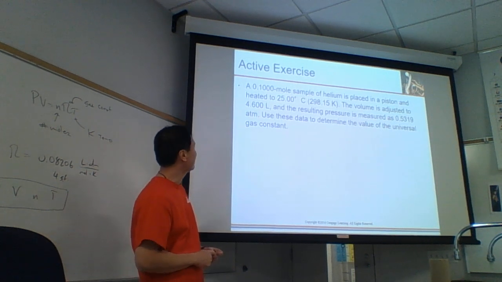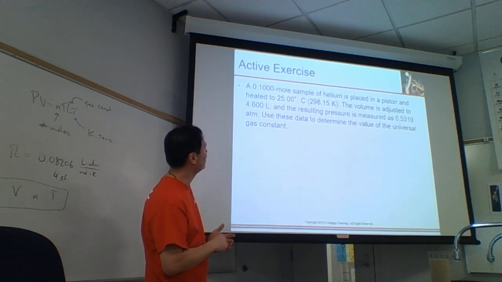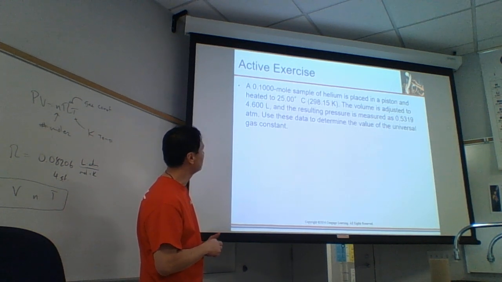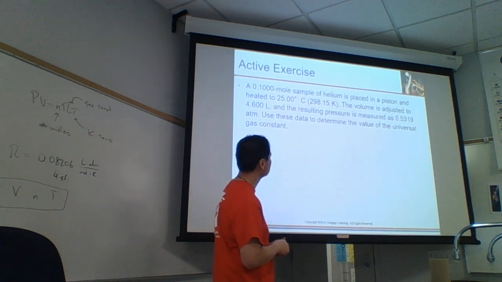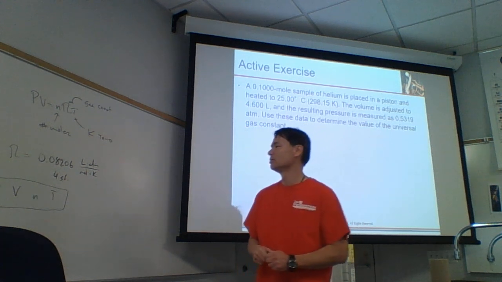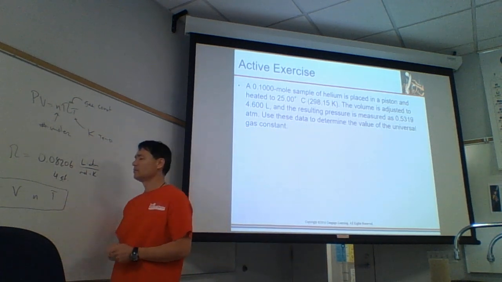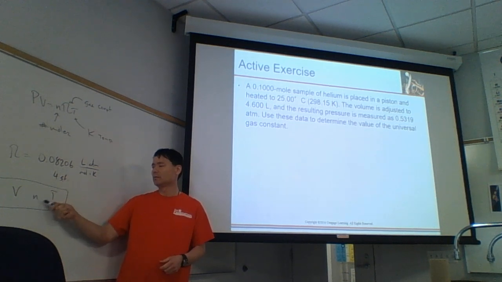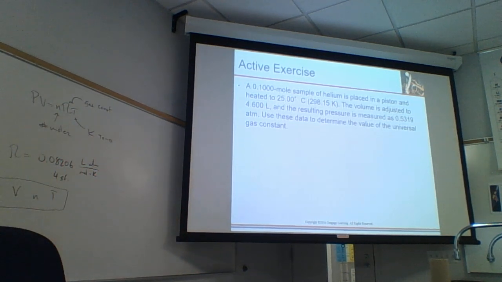In this case, let's say a 0.1000 mole sample of helium is placed in a piston and heated to 25.00 degrees C. The volume is adjusted to 4.600 liters, and the resulting pressure is measured at 0.5319 atmospheres. Use these data to determine the value of the universal gas constant. So this is experimental determination of R. We know the pressure, volume, number of moles, and temperature, so we can solve this equation for R, but R is already known, so this is just for verifying it experimentally.